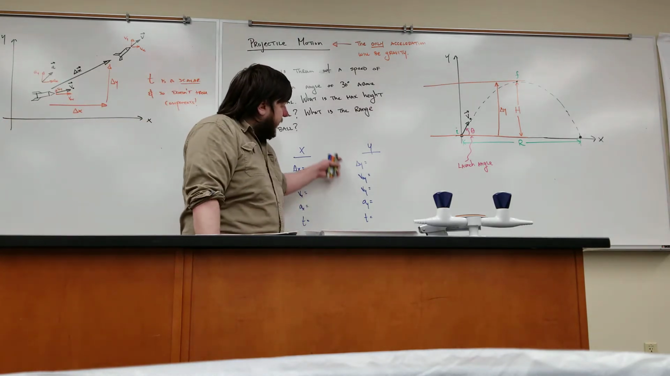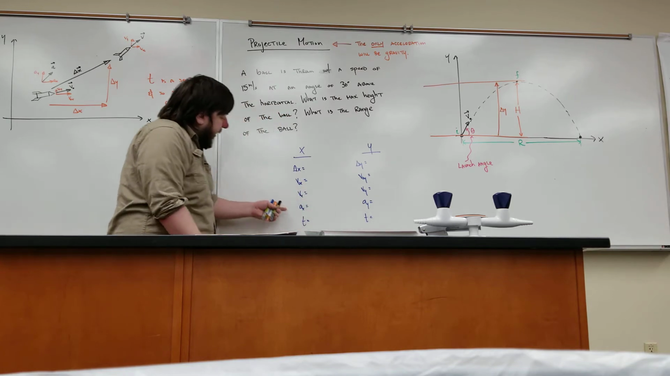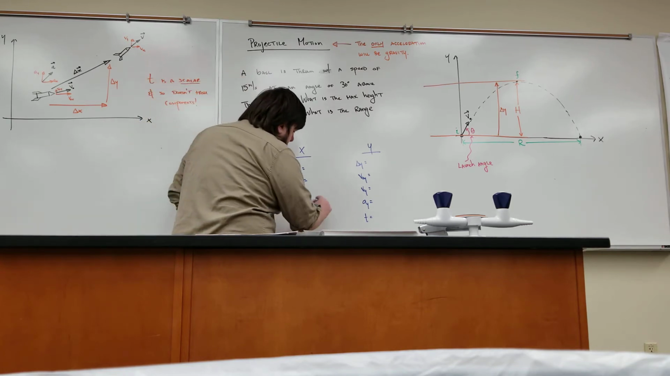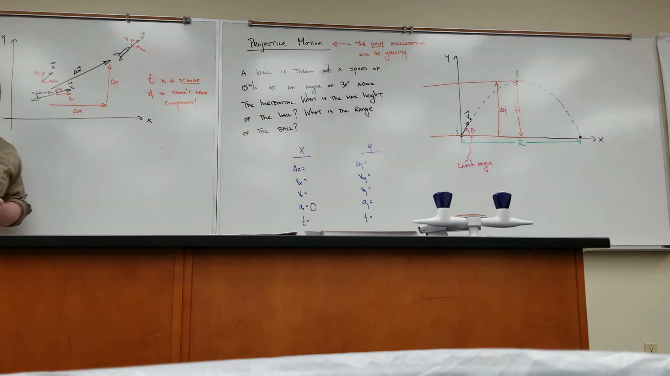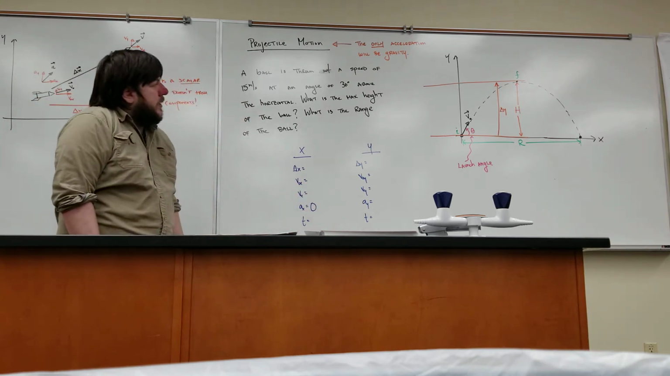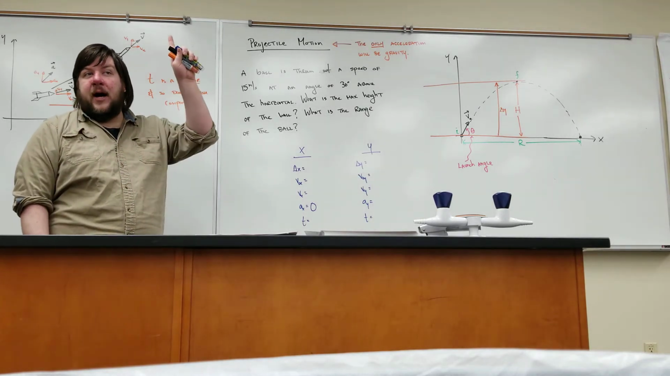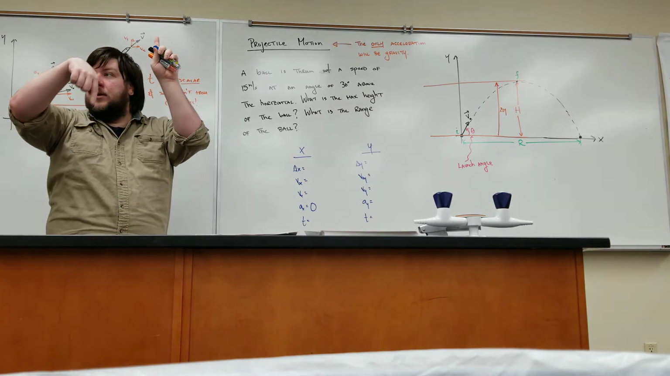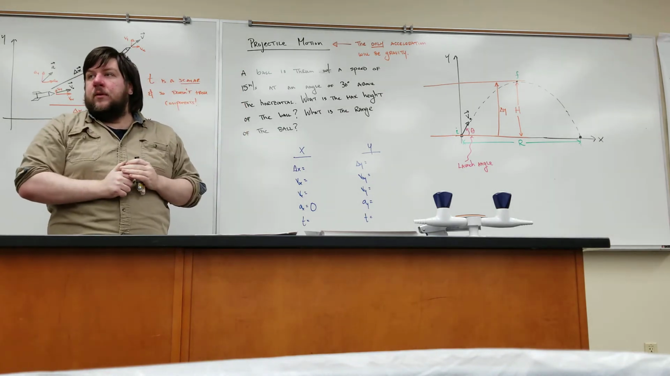So for the y direction, we have an acceleration, it's gravity. For the x direction, we have no acceleration. The acceleration is 0 in the x direction. Okay? What should I put as the acceleration in the y direction? Not quite 10, it's 9.8. If we're going up positive and gravity's down, it should be negative 10.